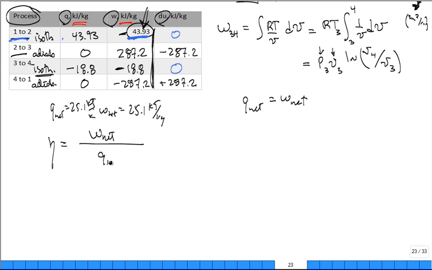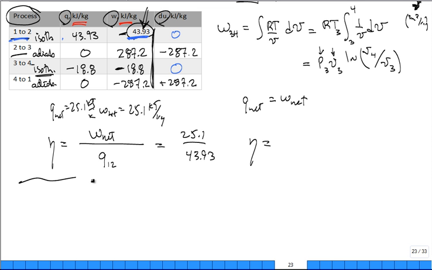All right. Well, in this cycle, where's my Qins? It's only 1 to 2. Q1 to 2 is my only Qin, right? Where it's positive, right? So if we put our numbers of 25.1 and then we did 43.93, you'll get some efficiency. I don't know what it is, some percentage.